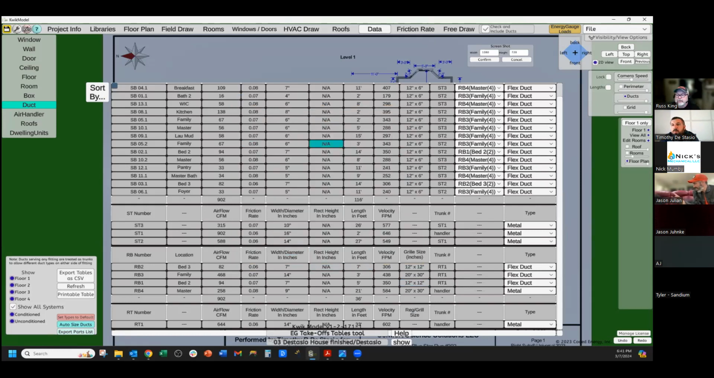A question came in, will it run on a Mac? We have some users that run it on a Mac. It is a Windows-based software. You can run it on a Mac, but it has to be in a virtual machine. We do have some users that do that, and they seem to think it works fine.